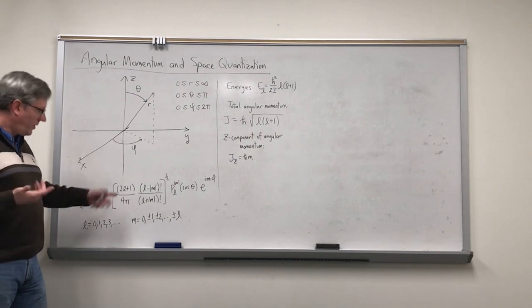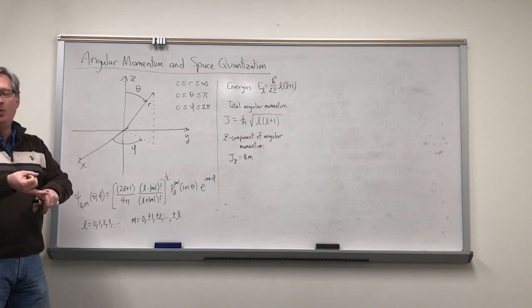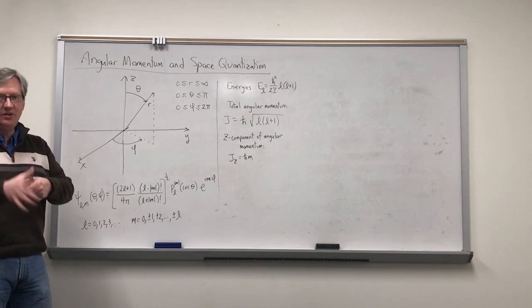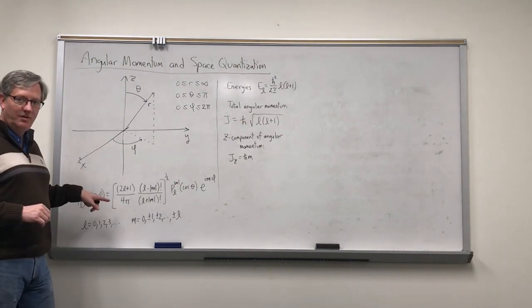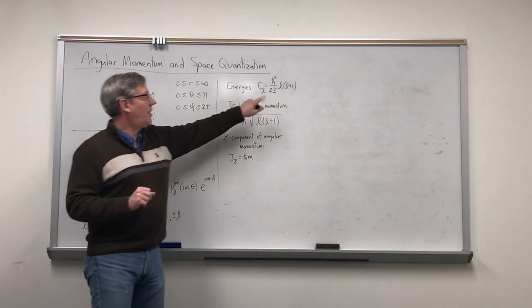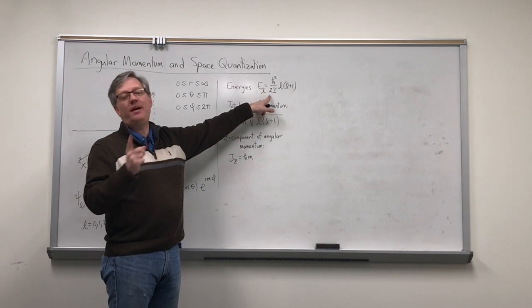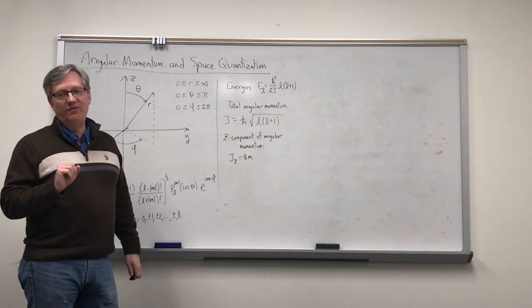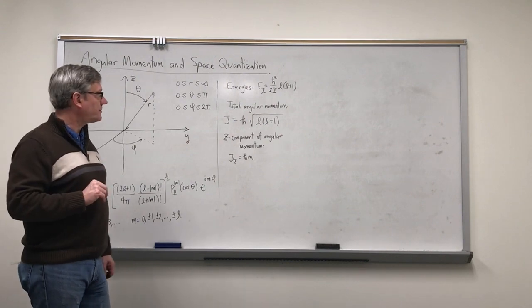That means that, for example, if L equals 2, as we said before, we have allowed M values of 2, 1, 0, minus 1, and minus 2. That means there are 5 distinct wave functions associated with that set of L, M sub L combinations. But all 5 of those wave functions have exactly the same energy because there's only one value of L. That means that all 5 of those wave functions are a degenerate set, and it's 5-fold degeneracy.